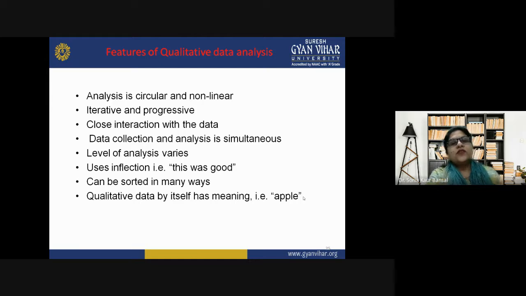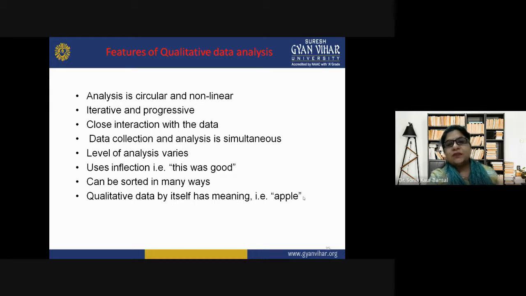Now, features of qualitative data analysis. Analysis is circular and non-linear. It is integrative and progressive, with close interaction with data. Data collection and analysis are simultaneous. They are not done separately, they are done altogether. The level of analysis varies from person to person, depending on the units you have observed in your sample.